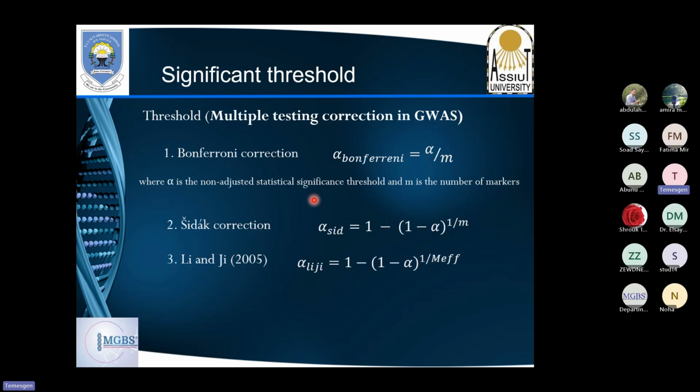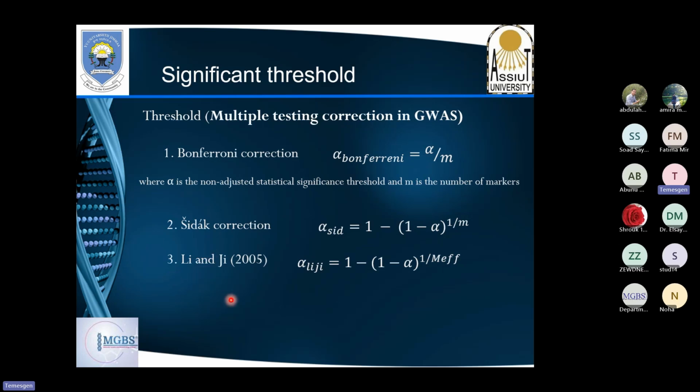The second one is the Sidak correction. This one is less stringent than the Bonferroni correction. The formula is 1 minus (1 minus alpha), where alpha is 0.05, raised to the power of 1 over the number of markers. Here we still use the total number of markers. It is less stringent than Bonferroni, but this type of threshold is still stringent.